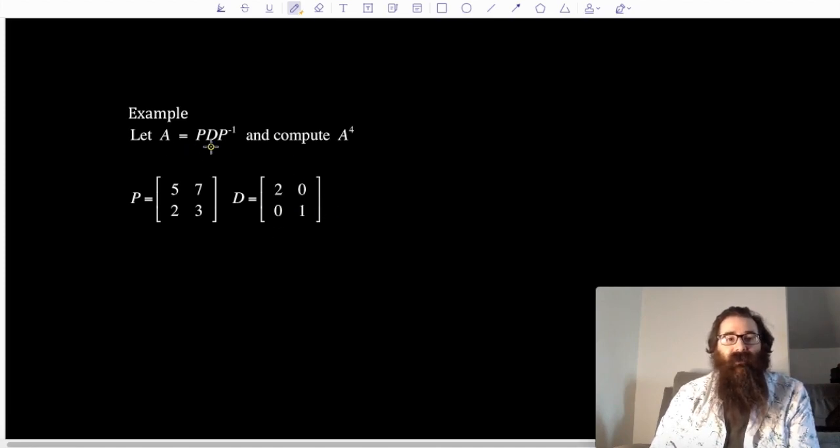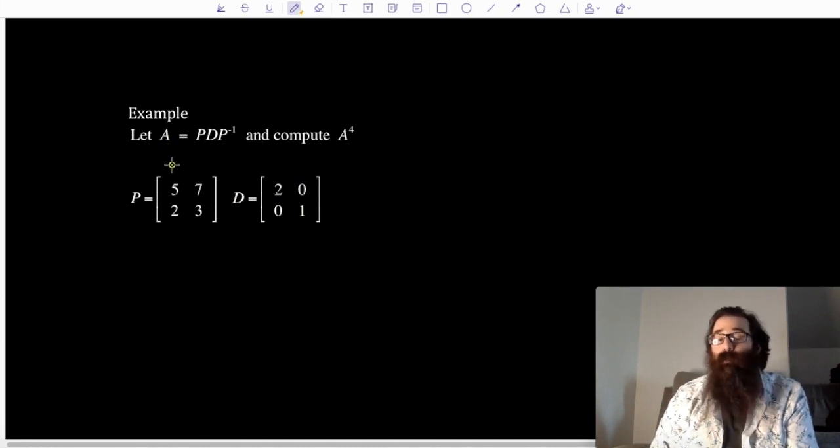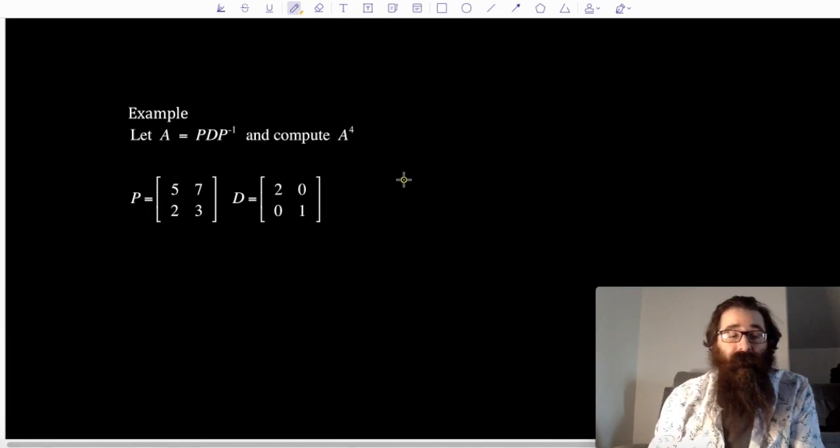So we say let A be equal to PDP inverse, and I want to compute A to the power of 4, and I'm given matrix P and diagonal matrix D. Now, there's a comment that I think is worth exploring first, is computing A to the 4th. There's a couple ways I could do this. I could find P inverse, and I could multiply P times D times P inverse, and that would give me matrix A. From that, I could then compute A times A times A times A to find A to the 4th. But that's not what we want to do. That's not going to be the best way to go about it. So let's go ahead and talk about what is the best way to go about it.